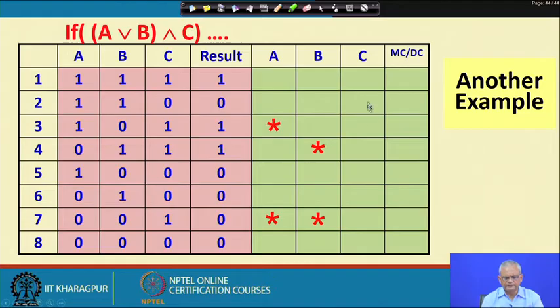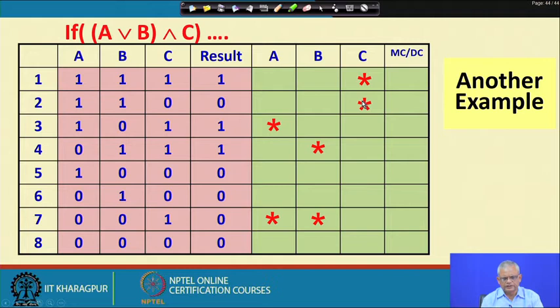Similarly, for C, if we scan through the truth table, we will see that 1 and 2 will show independent influence of C on the outcome. Just see here, C has toggled from 1 to 0, outcome has toggled from 1 to 0, the rest, A and B, are held at 1 1. So, these two will do.